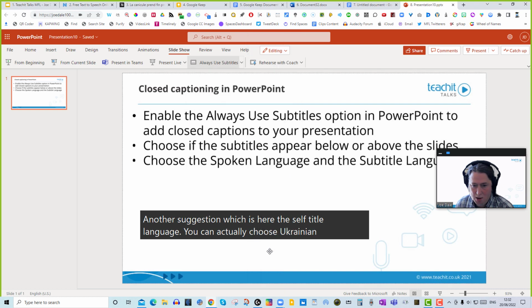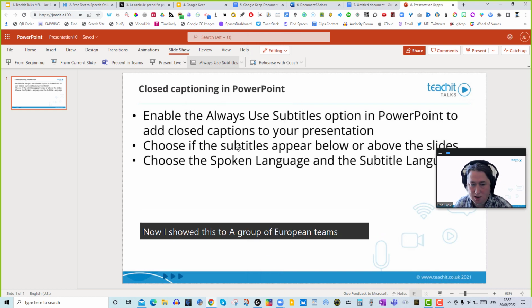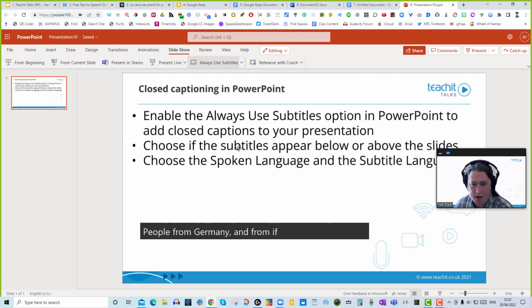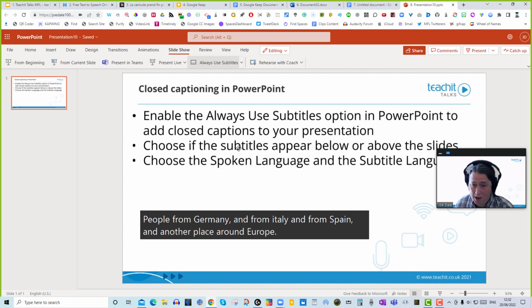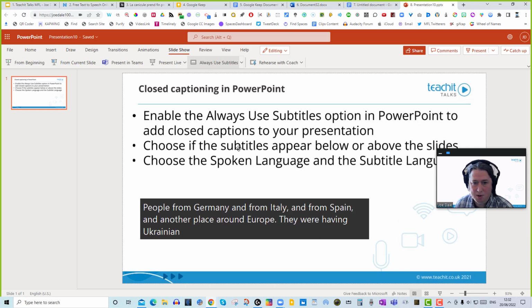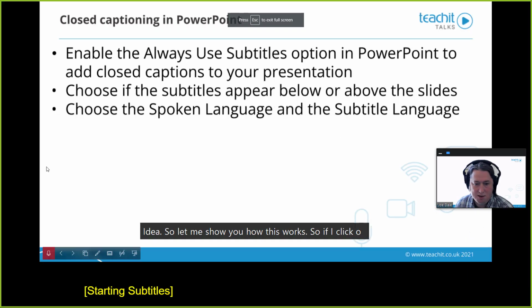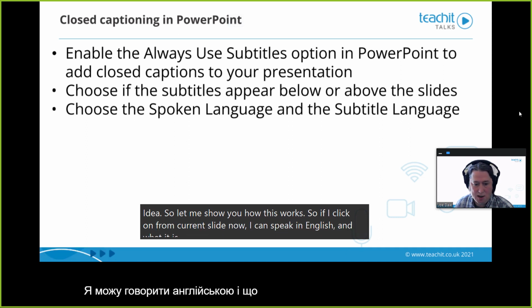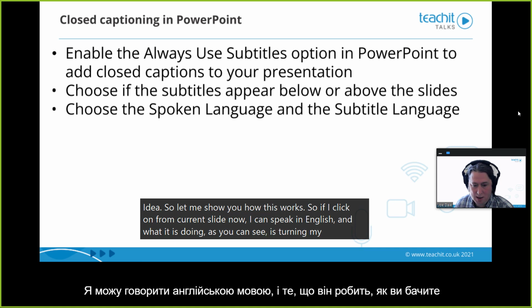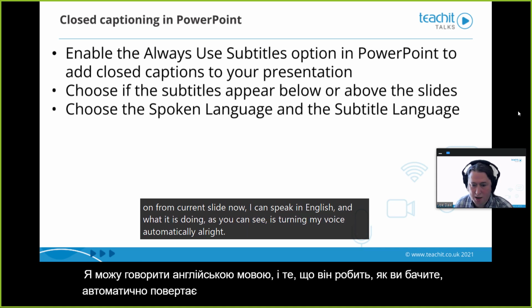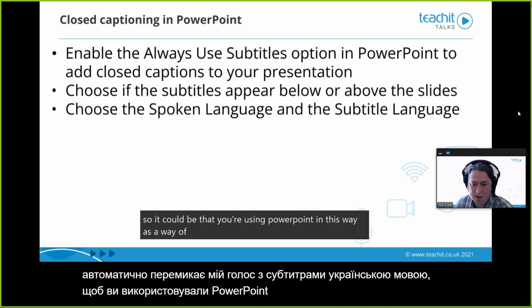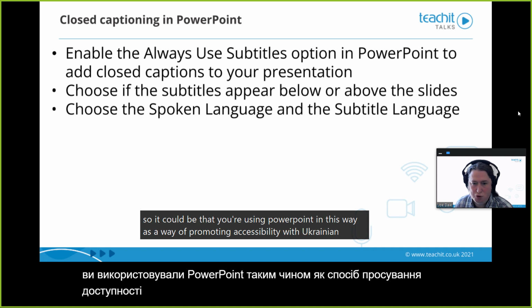Now I showed this to a group of European teachers recently in a course I was doing in Dublin. People from Germany and from Italy and from Spain and other places around Europe, and they were having Ukrainian refugees coming in, and they thought this was a great idea. So let me show you how this works. If I click on from current slide, now I can speak in English, and what it is doing, as you can see, is turning my voice automatically into subtitles in Ukrainian. So it could be that you're using PowerPoint in this way as a way of promoting accessibility with Ukrainian refugees who have joined your class.